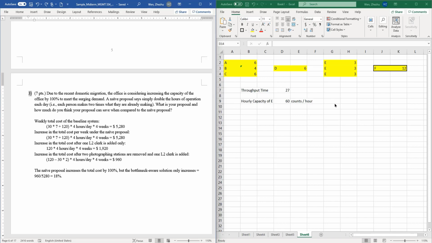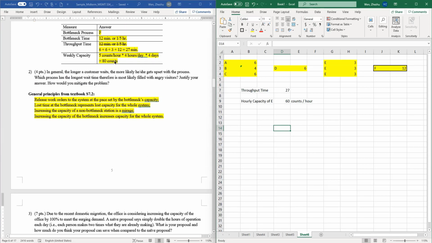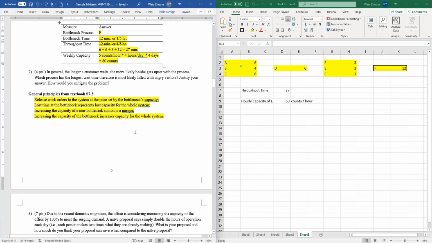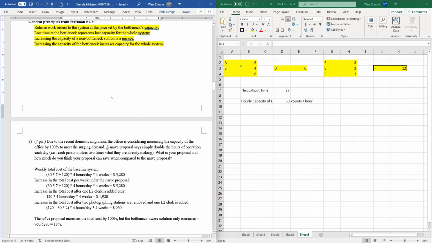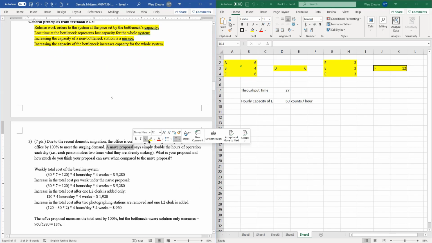So basically, so far, our weekly capacity is 80, and I believe it's 80, right? It's 80 counts per week. You'd like to make it 160 per week, meaning you're increasing by 100%. So the naive proposal, which can be pretty common, says just simply double the hours of operations each day, okay, and then I think it's all days instead of weeks. That makes more sense. Okay.